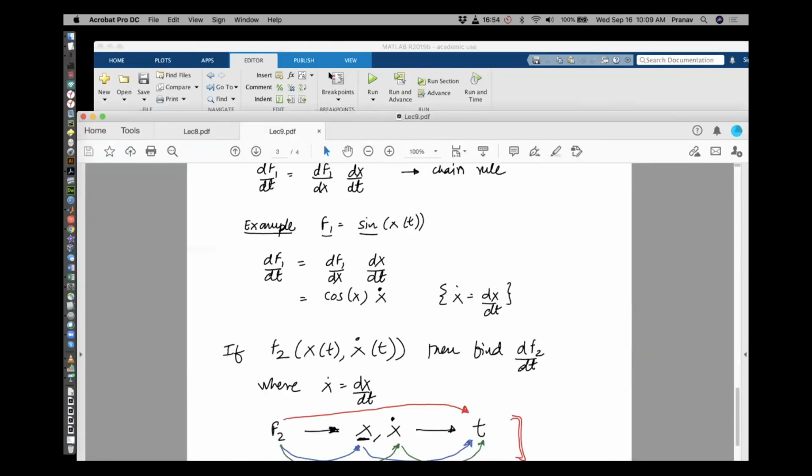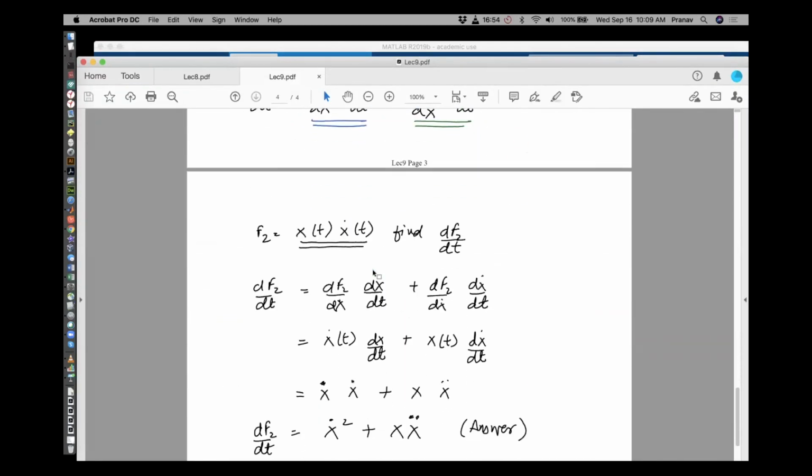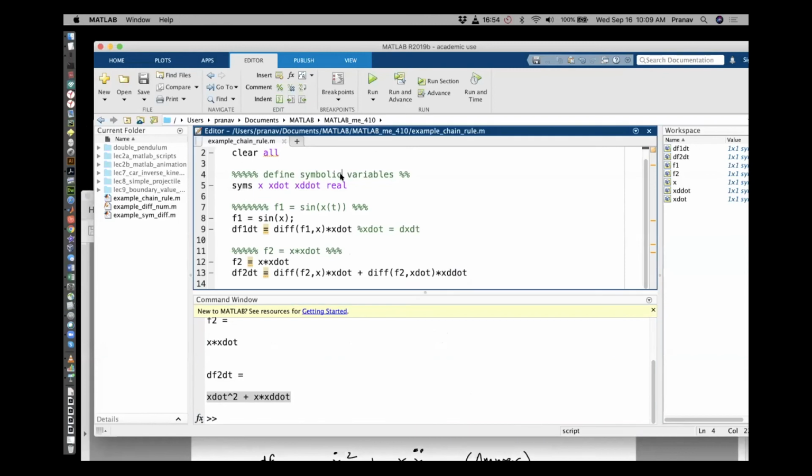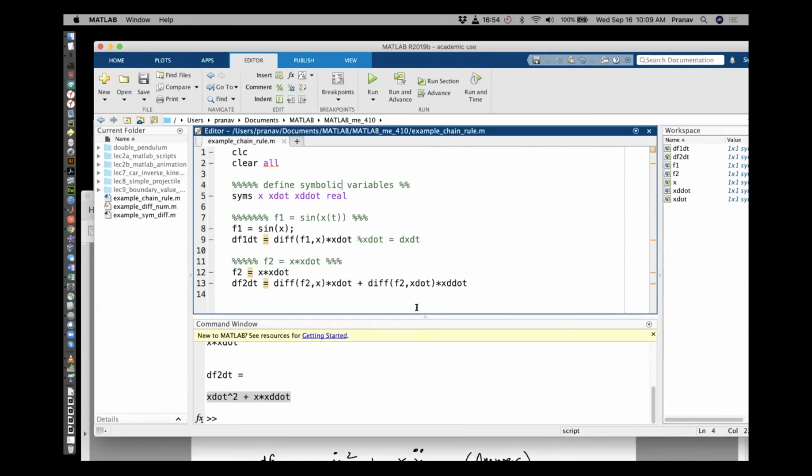And if you check F2, you see that's exactly the same, x dot square plus x times x double dot. So here we were able to use the chain rule successfully in Matlab. Okay, now let's get back to the problem at hand, which was trying to derive the equations of motion of the projectile using a computer. Okay, so let me shift computers.